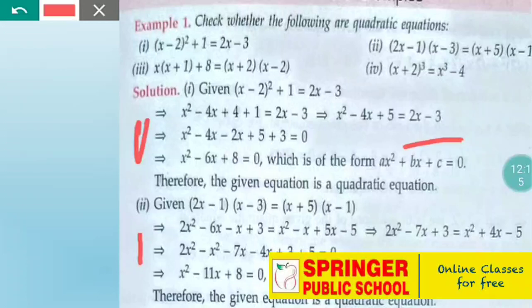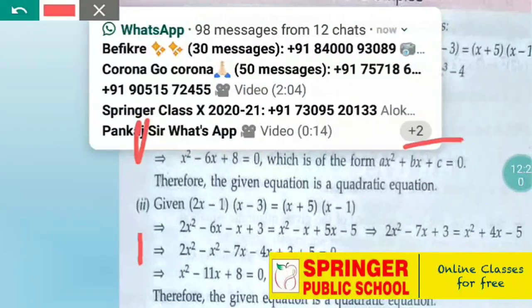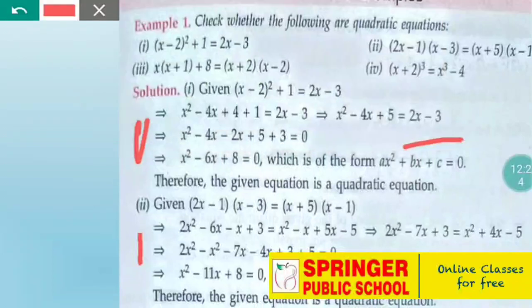Now after this, what we will do, we will transpose the terms to the left hand side. So 2x square and here it becomes x square. So 2x square minus x square, minus 6x minus x is minus 7x. And here you have plus 4x, it will transpose and become minus 4x. Is it clear? Then here plus 3 and minus 5 will become plus 5.